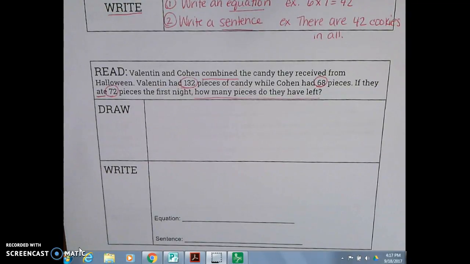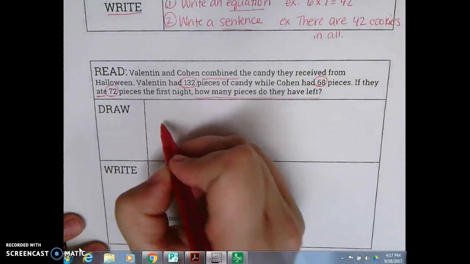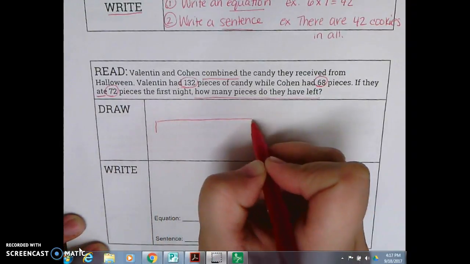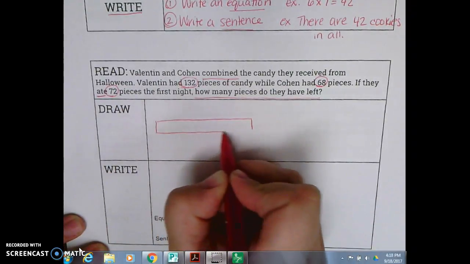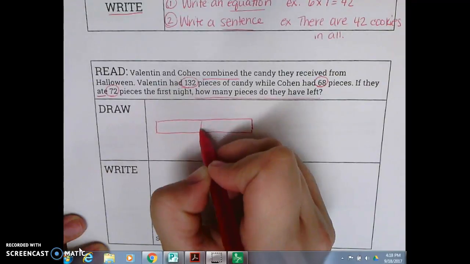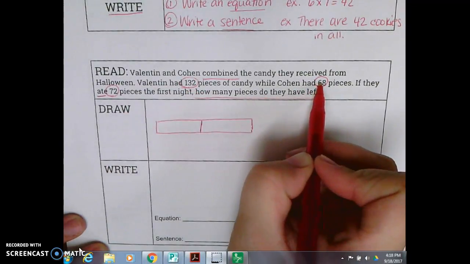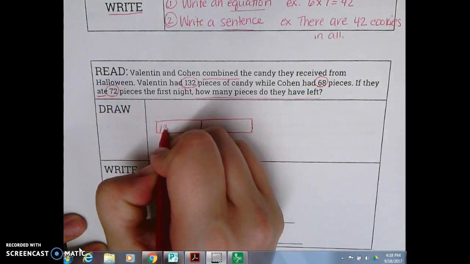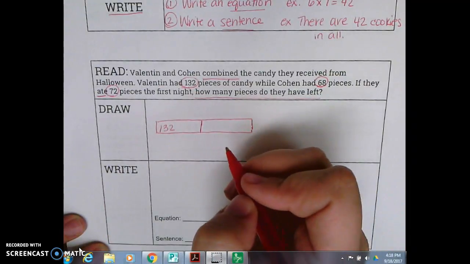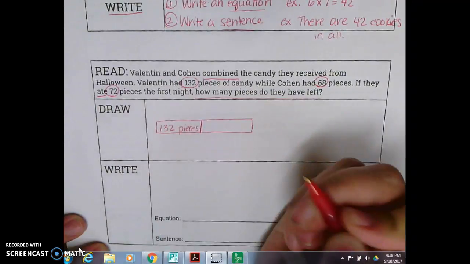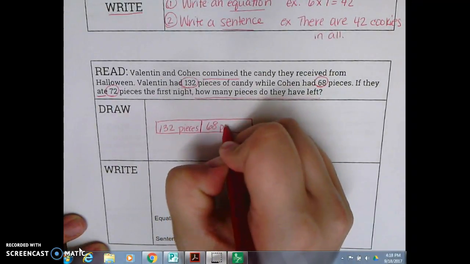So we are now going to draw a picture with the pieces of information that are circled and underlined. In that picture, we're going to draw a tape diagram. What that's going to look like is kind of like a bar, and we're going to split it up into two. So the first part of the question is, they each had certain amounts of candy. Valentine had 132 pieces, and Cohen had 68 pieces.